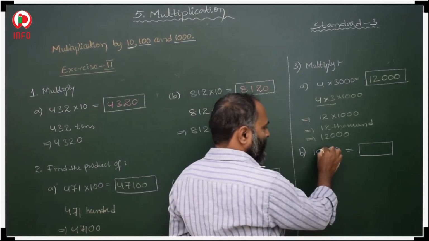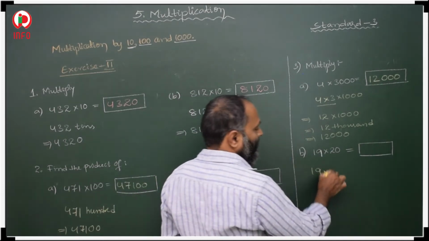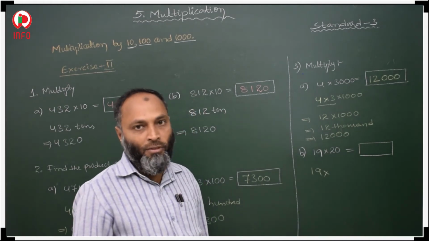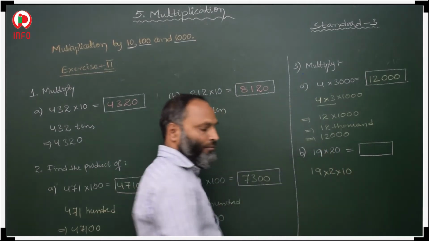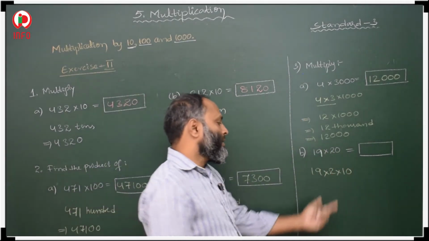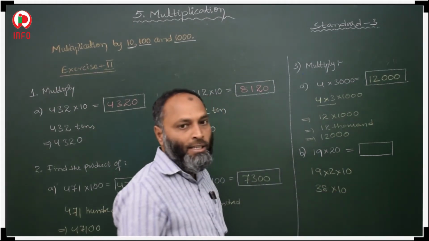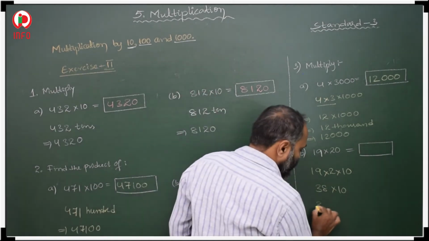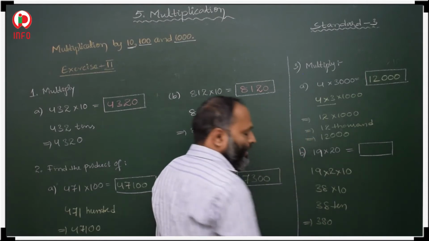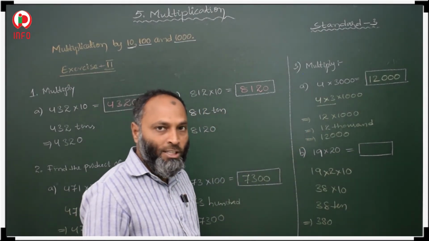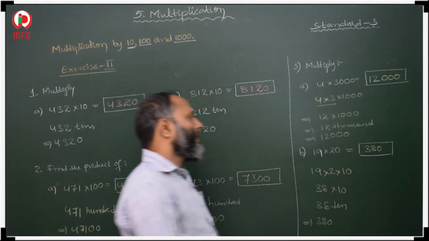Now 19 into 20. We have to write 20 as a product of 10, means 2 into 10. 2 tens are 20. 19 twos are 38. 38 into 10 is 38 tens. That is 380. 38 tens means 1 zero we have to take in ones place. So 380. In this way we have to find the product.